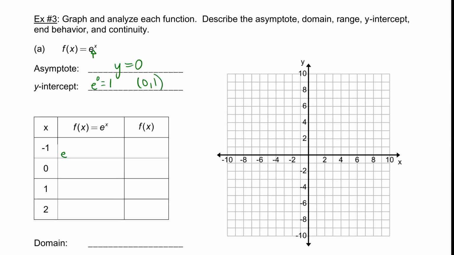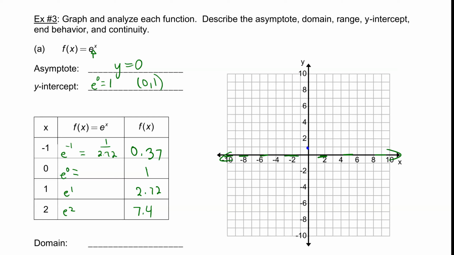Plug in a couple of these values. e to the negative 1 is literally 1 over 2.72, so it's about 0.37. If I put e to the 0, that's just going to be 1. e to the first power is about 2.72. e squared, if you take 2.72 times 2.72, is about 7.4. Of course, we're going to have to do a little bit of estimation on our graph, but that's fine. All right, let's go and graph this.